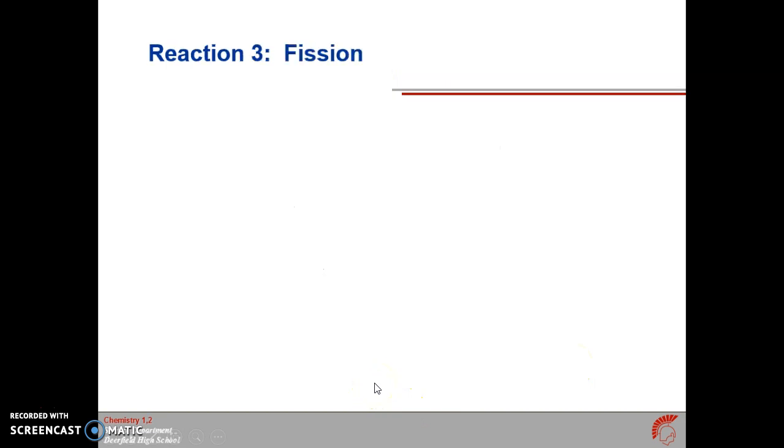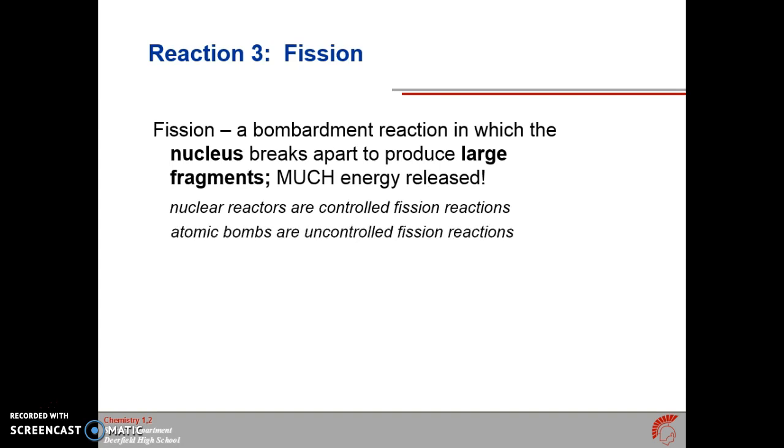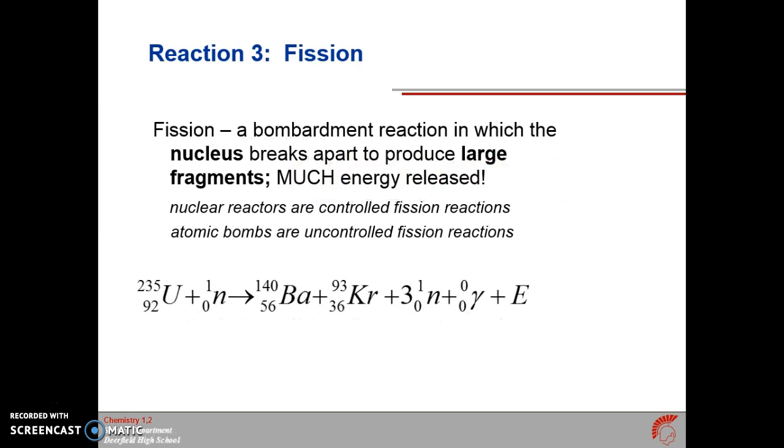All right, reaction number 3 is fission. This is what takes place inside nuclear reactors. This is what takes place inside atomic bombs. So fission is a bombardment reaction, but instead of having the nucleus just eject a small particle, you essentially blow the nucleus to smithereens. So you wind up with many, many fragments, and as a result, a whole lot of energy because you've blown that strong force apart. A lot of energy gets released as a result.